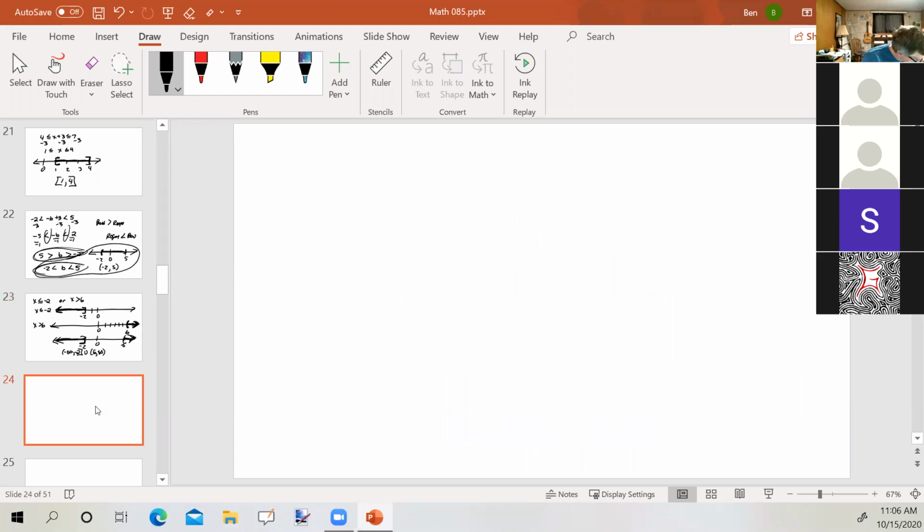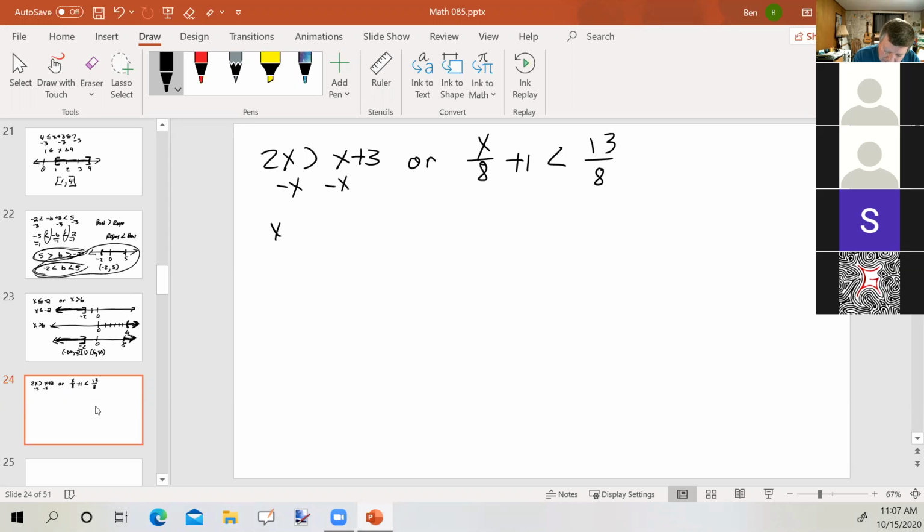Now, let's see. Let's take a look at this one. 2x greater than x plus 3, or x over 8 plus 1 less than 13 over 8. And again, we have a union situation, but again, we need to solve each separate inequality before we unionize them, so to speak. All right, so the first one, I'm going to subtract x from both sides, and I get x greater than 3.